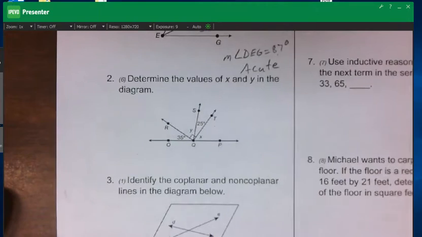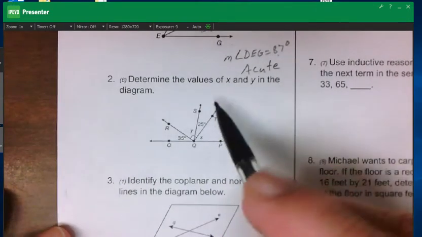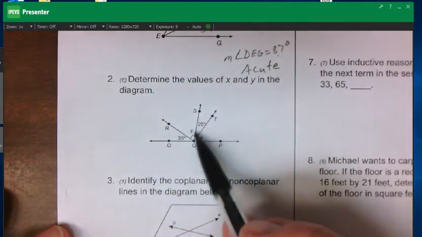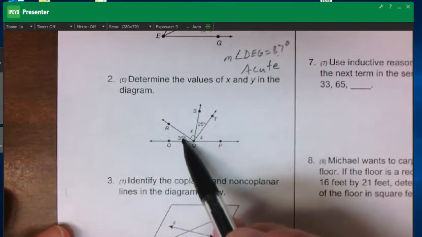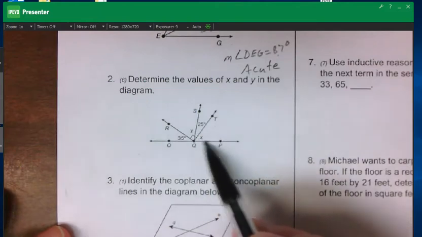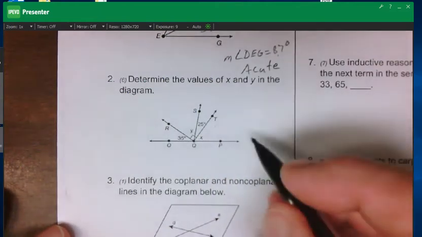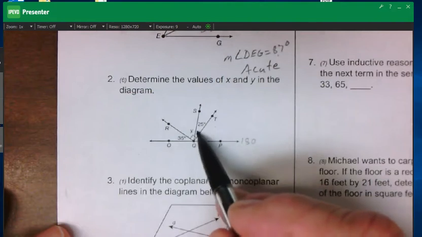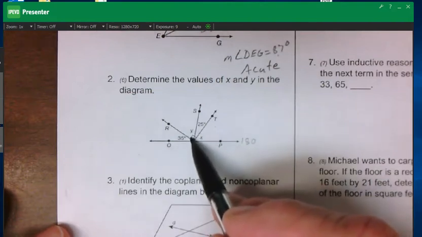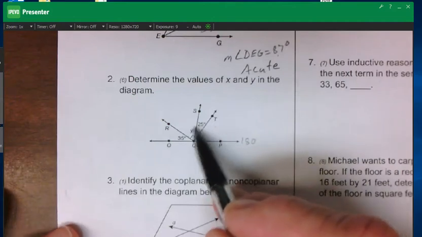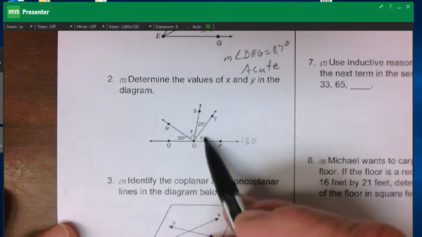Number 2, determine the values of x and y in the diagram. So there's x, there's y. We look at this whole thing, and they're giving us pieces of information that we can use. The cumulative addition of all these angles is going to equal this line. The line equals 180 degrees. They also tell us that two of these angles add up to be complementary, and that makes a 90-degree angle right there. So we can really start with that information and then move over to figure out what x equals.